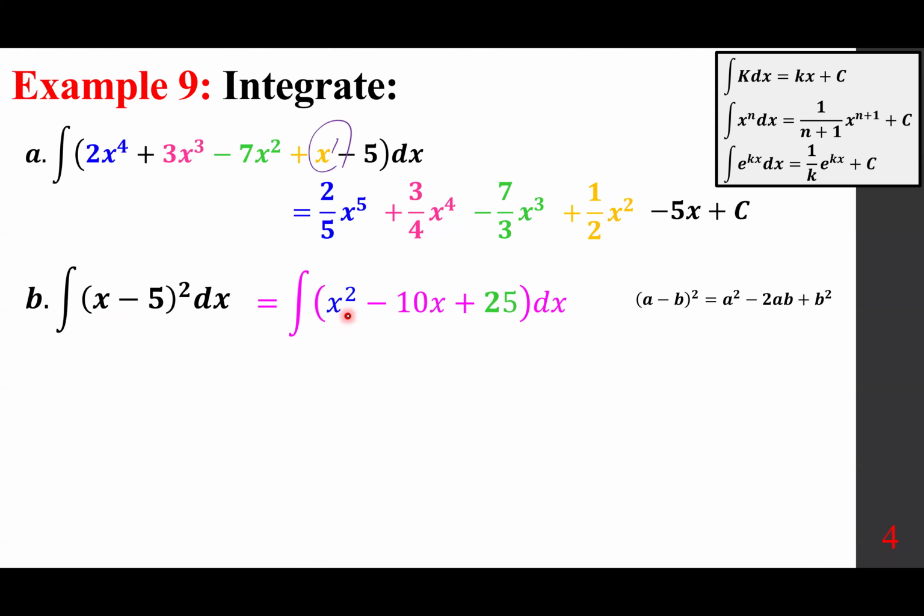1/3 x cubed. Again, the exponent is 1. Negative 10 divided by 2 is minus 5x squared, plus 25x and a constant.